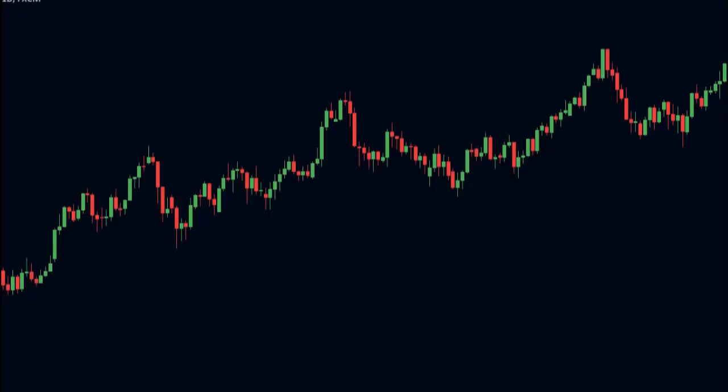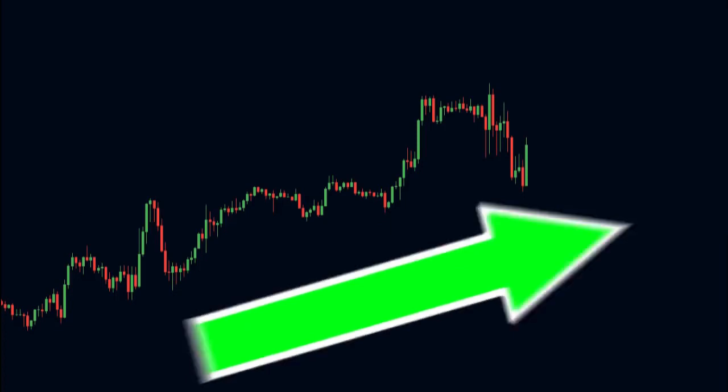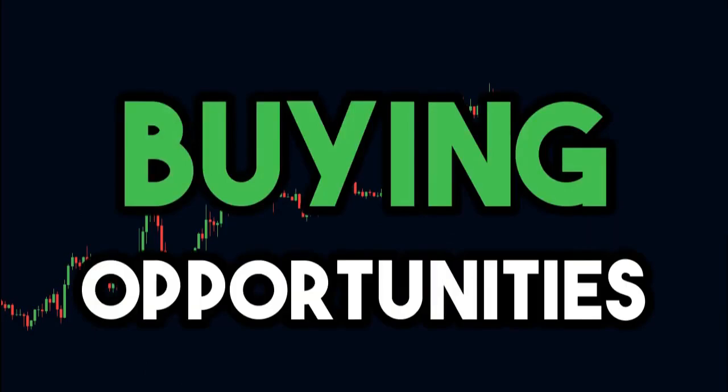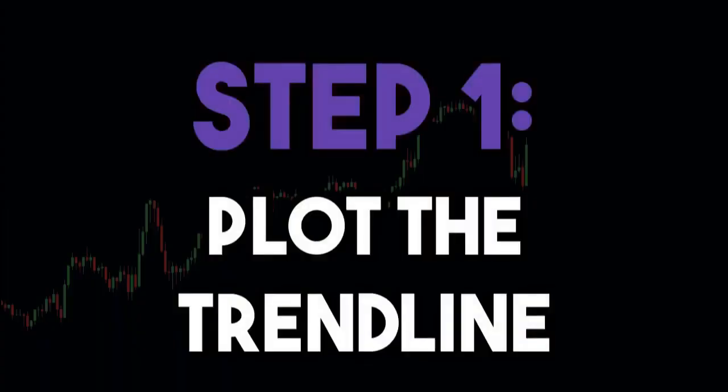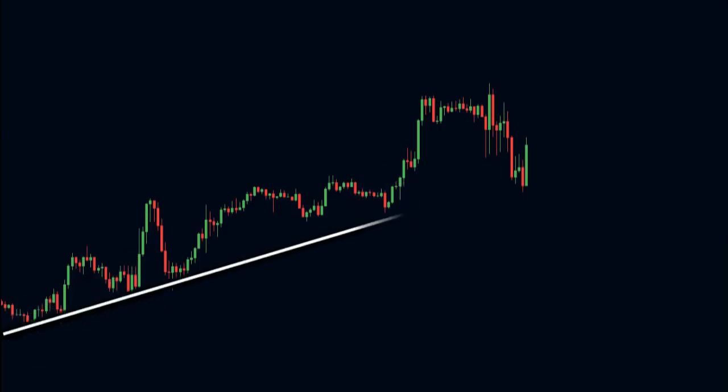Let us look at an example to understand this strategy. Here we have the 15-minute chart of the Euro-USD pair. Here we can see that the price is making higher highs and higher lows. Hence, this is an uptrend. This means that we will only look at buying opportunities. The first step is to plot the trend line. We will do so by connecting the major swing points. Here are the major swing points. We connect these swing points to create the trend line.